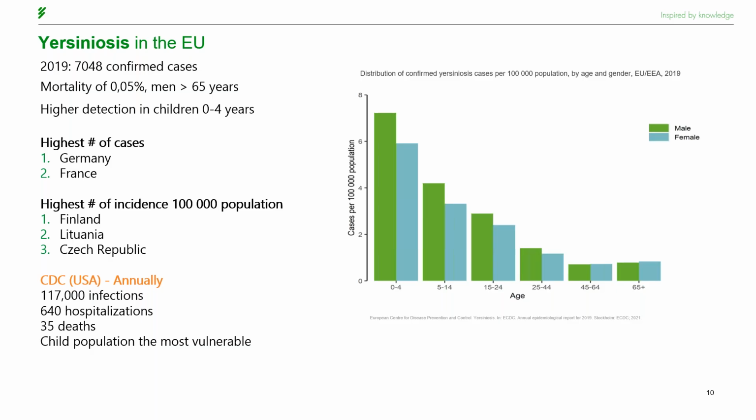Luckily, the mortality rate is quite low. There were 2 deaths, both men over 65 years. Following the trend of previous years, Germany and France were the ones that registered the highest number of cases, representing between them almost half of the total number of cases that year. And for its part, Finland had the highest rate per 100,000 population, followed by Lithuania and the Czech Republic.